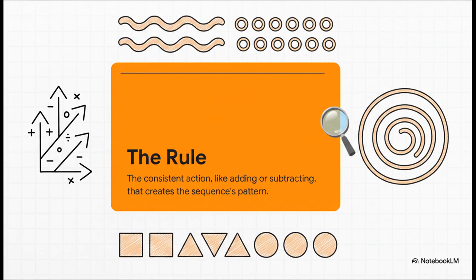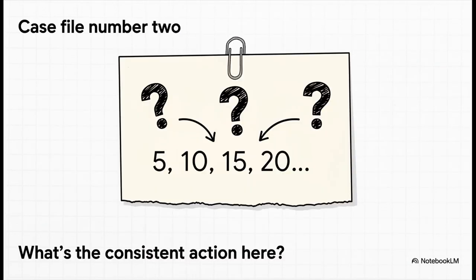So that +2 jump we just found, we call that the rule. The rule is the one single consistent action that unlocks the entire sequence. Seriously, finding the rule is the whole game. Once you know the rule, you can keep that pattern going forever. All right, you've seen how this works. Let's pick up the pace a little bit.